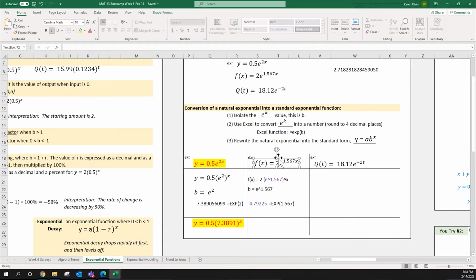So now I can retype my equation here. If I can just edit this formula here, I can take away all of this, and instead of having e to the 1.567, I'm going to put in, let's put some parentheses around that, 4.7923. And actually, if I just do 4 digits, that would just be a 3, wouldn't it? Sorry, 4.7923.